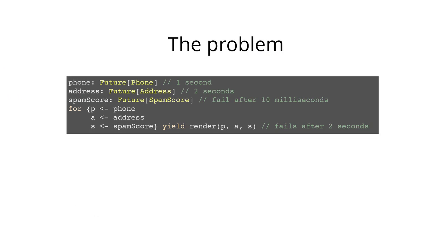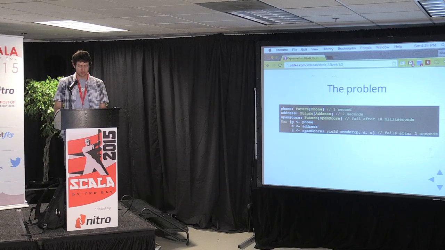The problem is that if the first future completes in 1 second, let's say, and then the second one completes in 2 seconds, and the third one actually fails after 10 milliseconds, then the following code is going to fail after 2 seconds. And in my experience, most of the time in enterprise software and just software in general, that's not what you want.